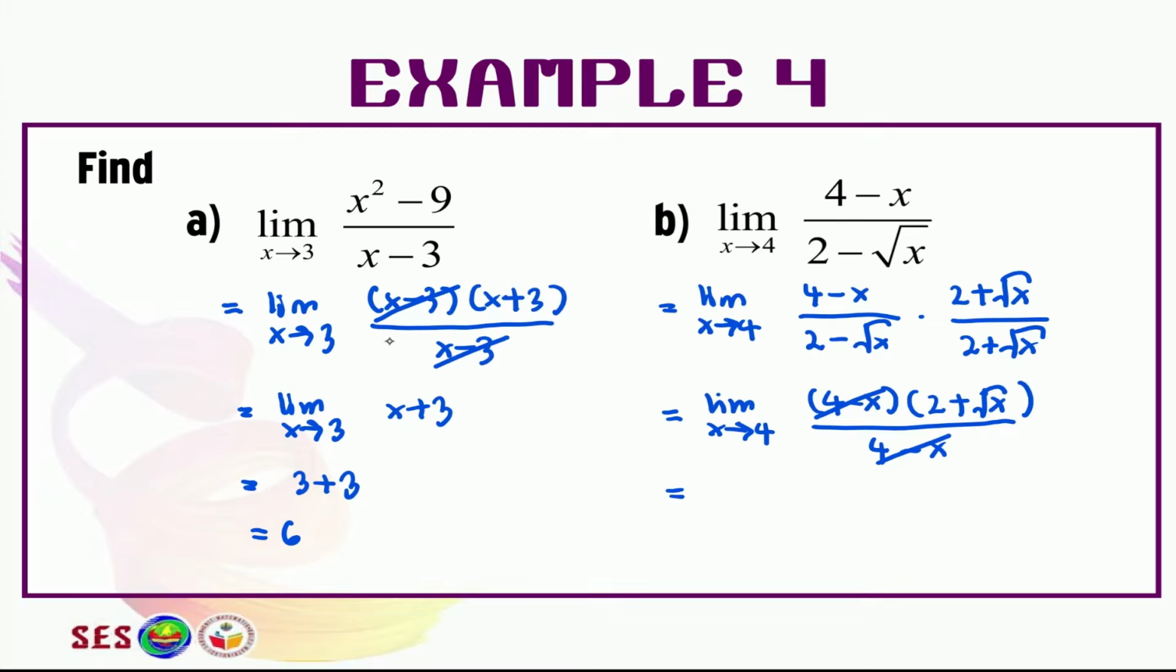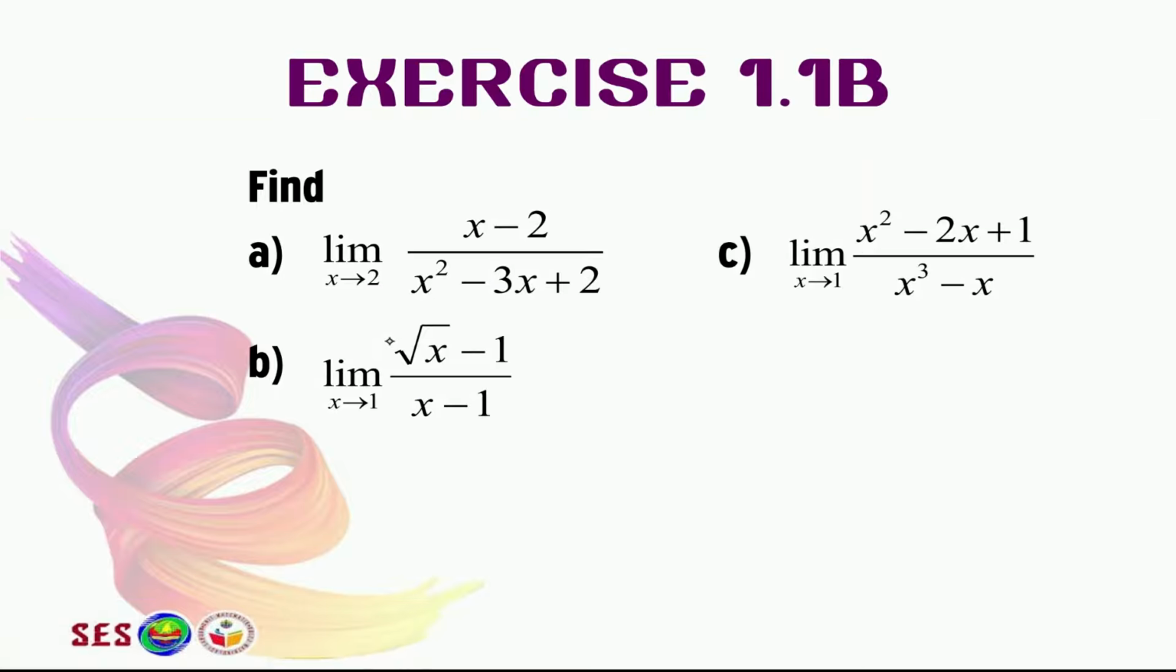So here, we just have limit x approaching 4 of 2 plus square root x. So now we just need to substitute 4 into the function here. So we're going to have 2 plus square root of 4, and this is 2 plus 2, and the final answer is 4. Alright, so this is your exercise for this video.